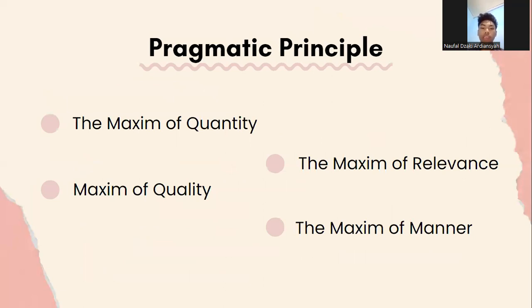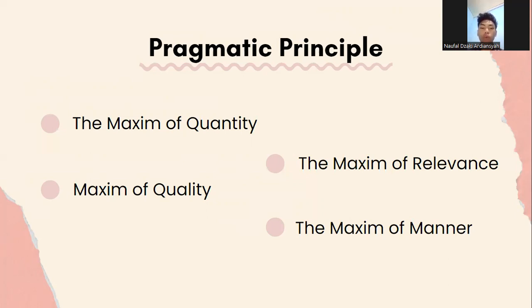And the second is pragmatic principle. There are many kinds of pragmatic principle, such as the maxim of quantity, maxim of quality, the maxim of relevance, and the maxim of manner. Maxim of quantity. The maxim of quantity requires that each participant of the speech contribute as much as needed by the interlocutor. Or briefly, in this maxim, the information needed is neither more nor less.